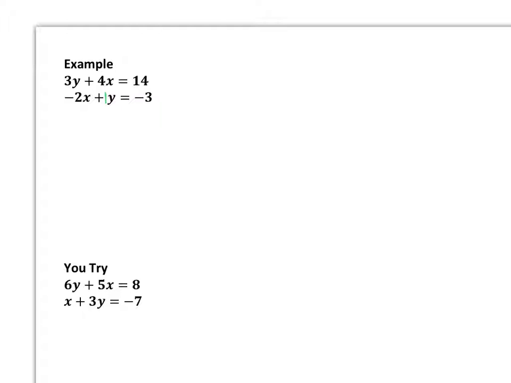So what we're going to do is take negative 2x plus y equals negative 3, and we want to solve for y, meaning we want to get y by itself on one side of the equation. That means I want to get rid of the negative 2x. Well, the opposite of subtraction is addition, so we're going to add 2x.